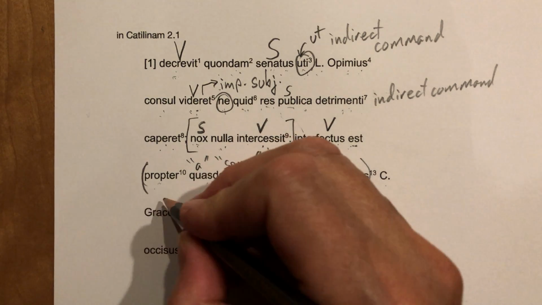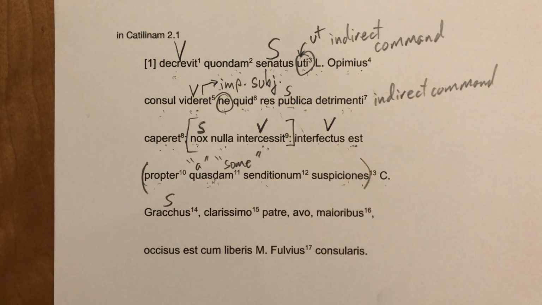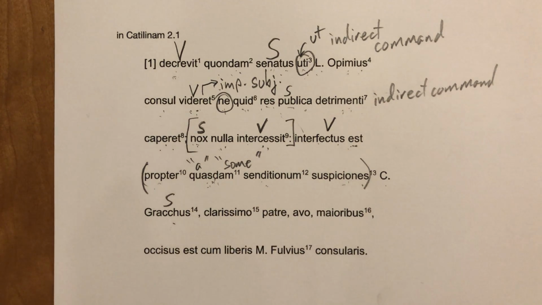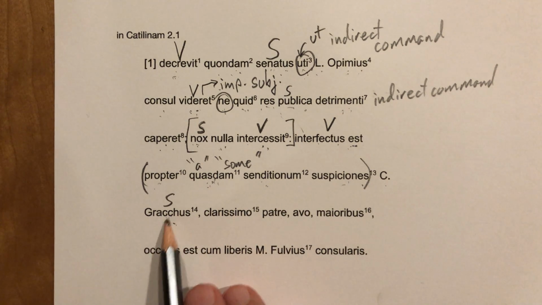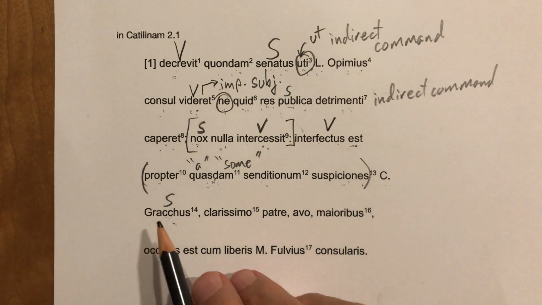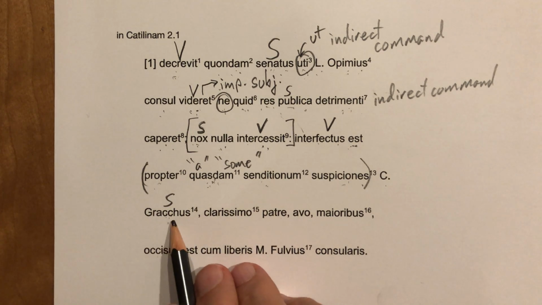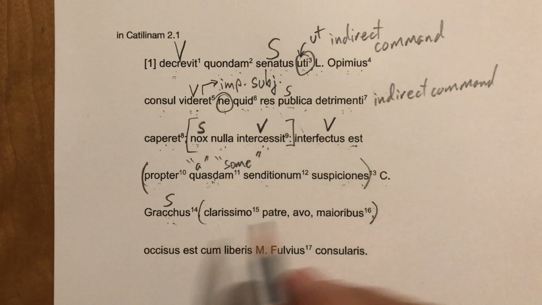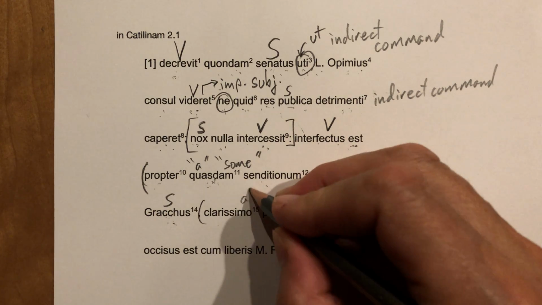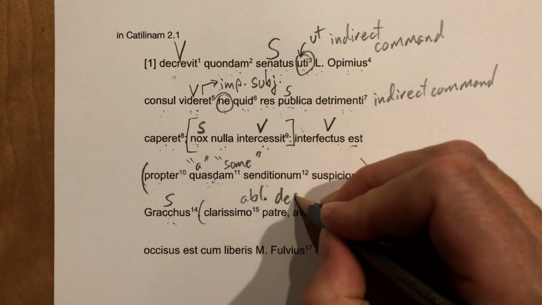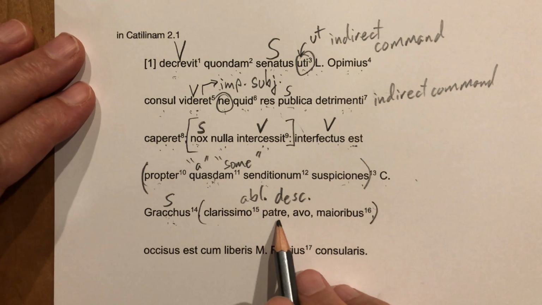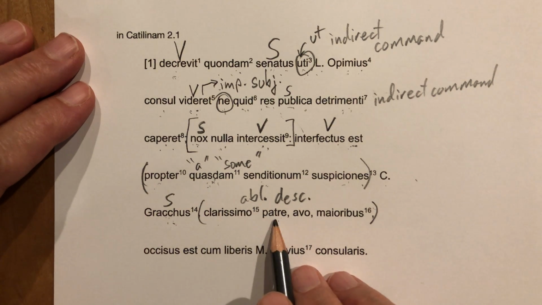And here's our subject, Caius Gracchus. He's the brother of Tiberius, who was killed previously. Yes, these two brothers are troublemakers. They're firebrands. So first they got one, 10 years later, they got Gaius. And then these ablatives describe Caius Gracchus. They are indeed ablatives of description. No preposition. Clarissimo patre, from a very famous father.